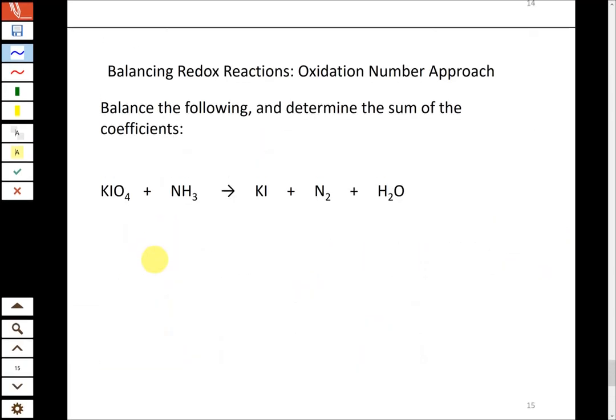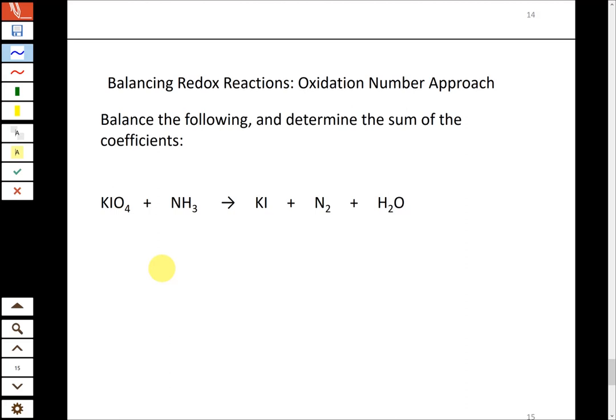So we have another one here that involves potassium periodate with NH3 ammonia forming KI, N2 and H2O. All right, so we have an element involved, so it's definitely a redox equation. So let's assign all the oxidation numbers to help us balance.